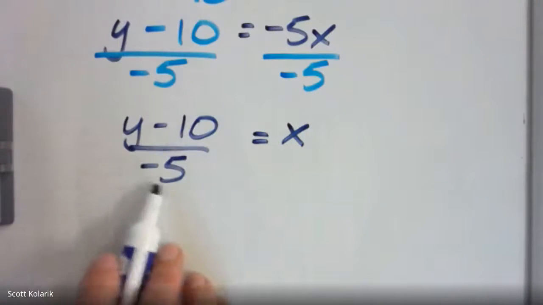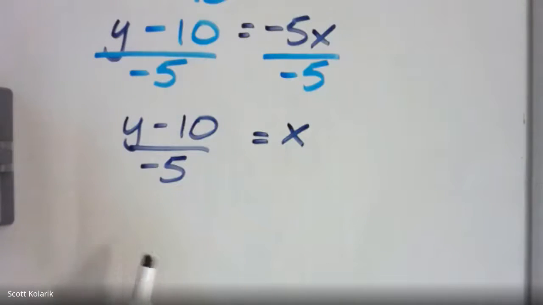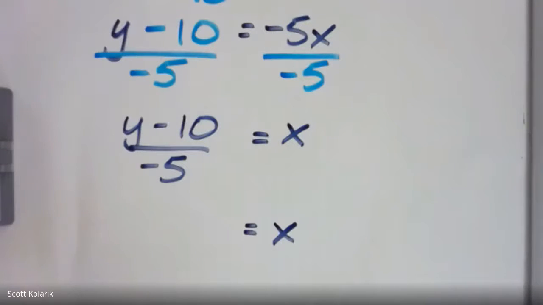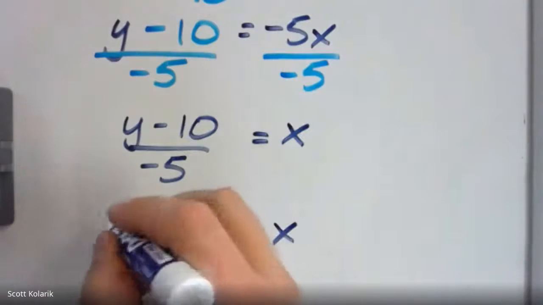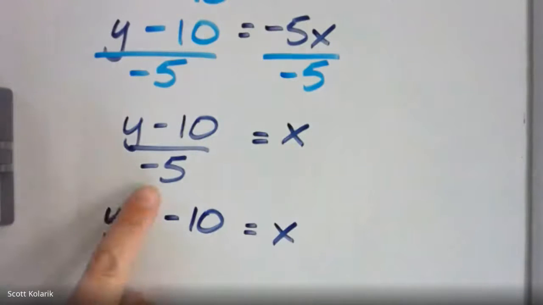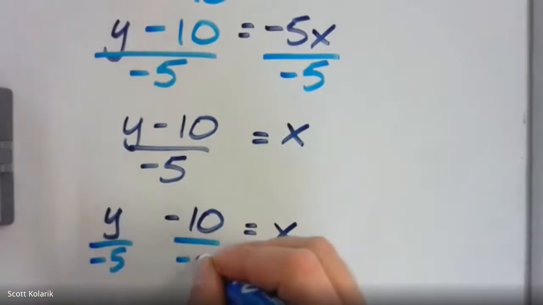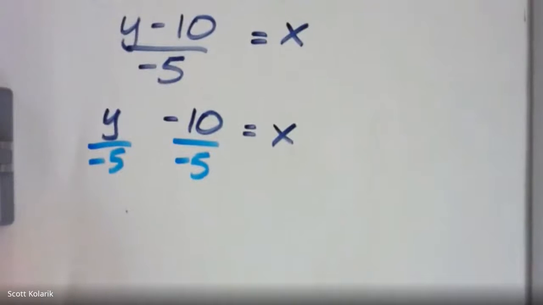Namely, I can take this denominator and put it into both pieces of the numerator. For instance, nothing's going to change here on the right. It's still going to be equal to x. But now when I split up the denominator, my numerator is still y and -10. But when I split up this denominator, both of these objects are going to be divided by -5. Okay, and you'll see why I do this in a second. So let me scroll down a little bit further.